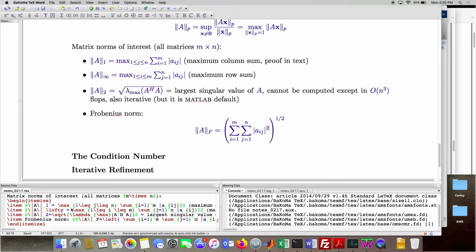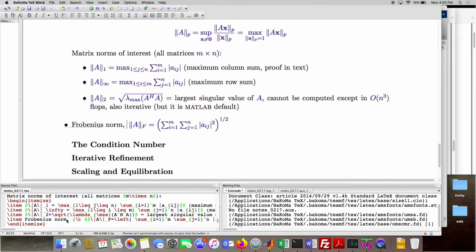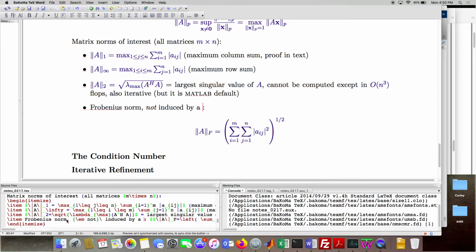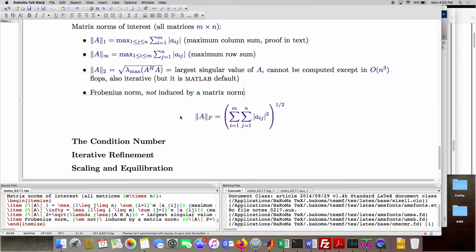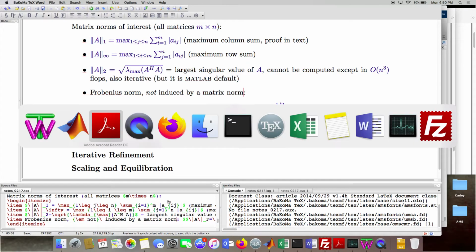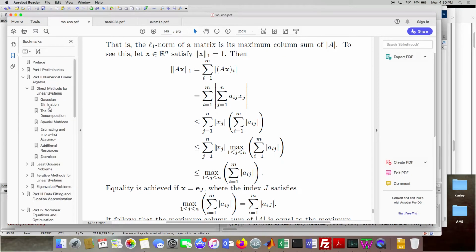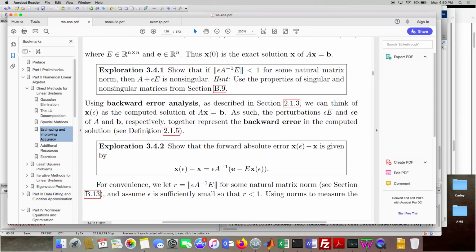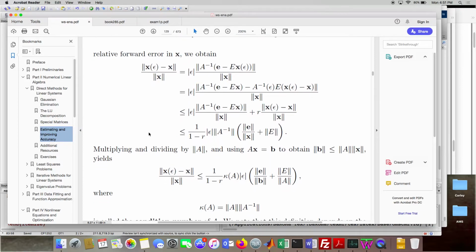All right, so the Frobenius norm is not induced by a vector norm. So now we have various notions of magnitude for a vector or a matrix. Now I want to show how these are used for the purpose of error estimation.